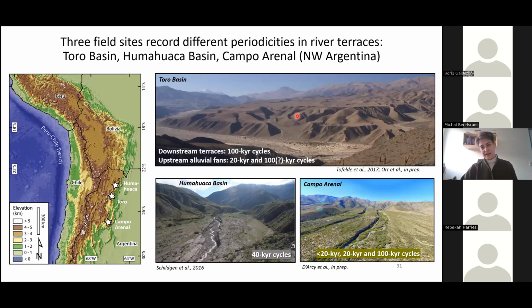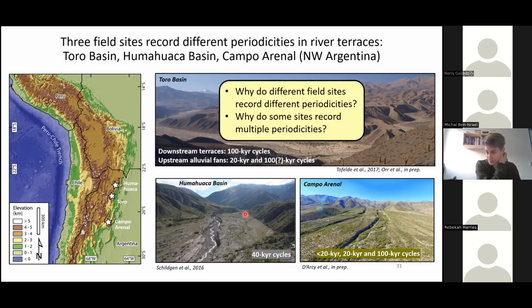So where are we now? This slide is meant to summarize what I just said. In Campo Arenal, we saw several different cyclicities, 100,000-year, 20,000-year, and maybe even less than 20,000 years. In the Toro Basin, the downstream terraces showed 100,000-year cycles, whereas the upstream alluvial fans showed 20,000-year and maybe also 100,000-year cycles, whereas in the Humahuaca Basin, we saw 40,000-year cycles. So at this point, we might ask the question, why do these different field sites record different periodicities? And also, why do some sites record multiple periodicities?